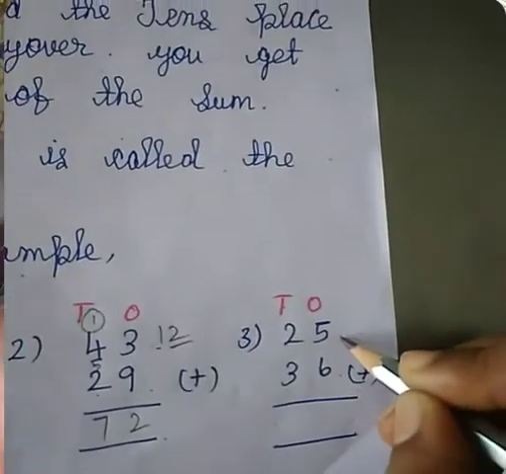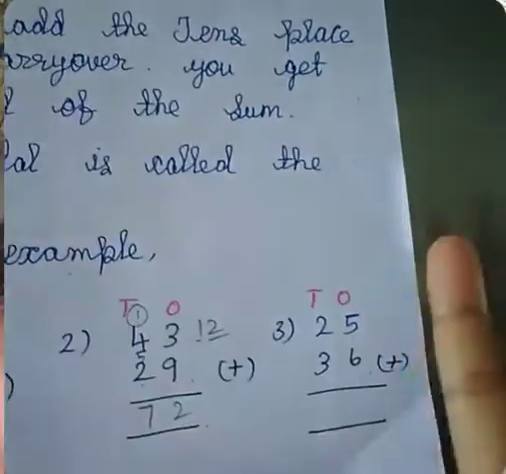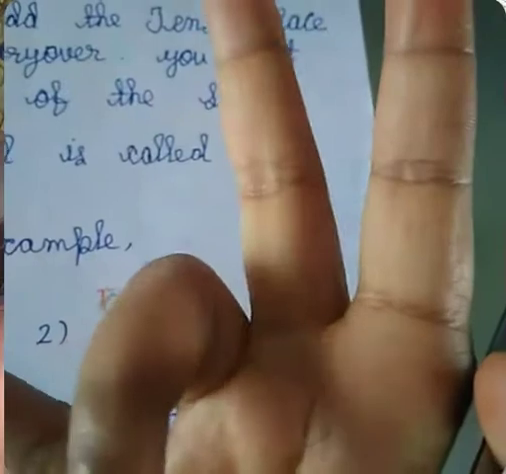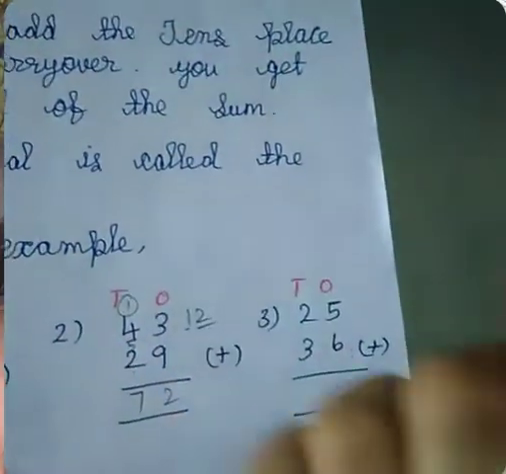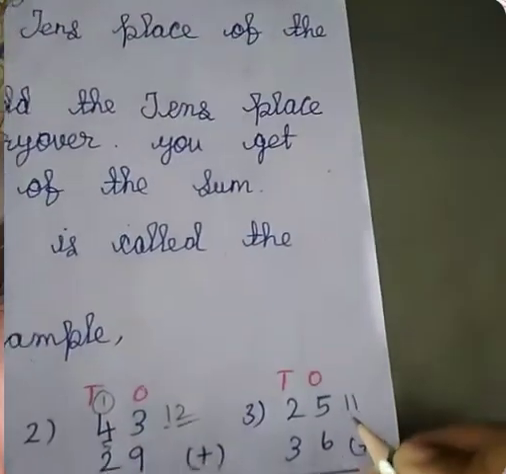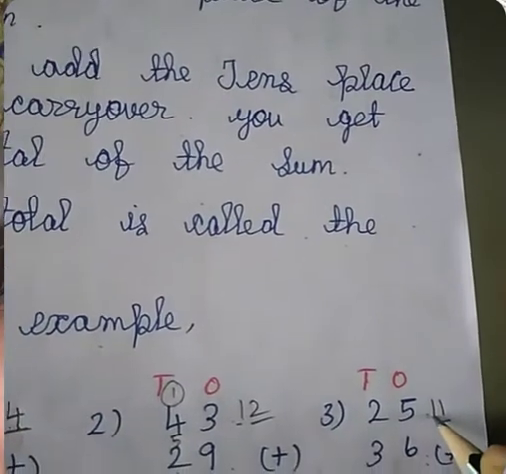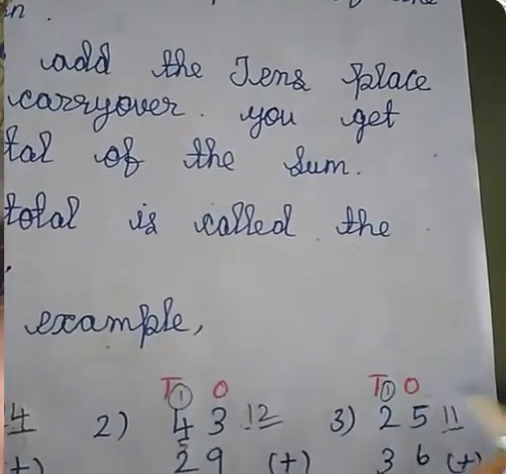Next, see, 5 plus 6. Keep 5 in your mind, 6 in the finger. 5 after what? 6, 7, 8, 9, 10 and 11. What is the answer? 11. The number is 2 digits, so put the ones place answer in ones place and carry over the tens place in the upside of the tens place term.